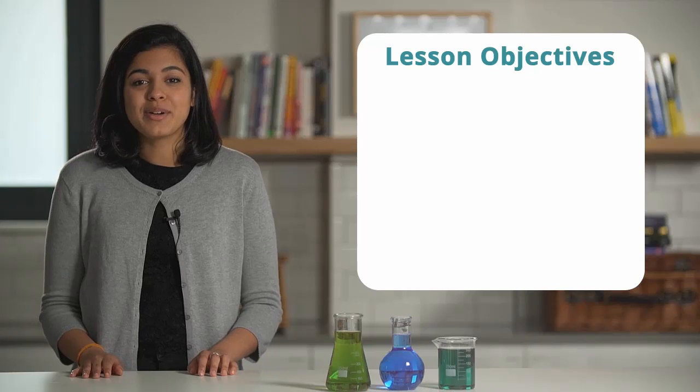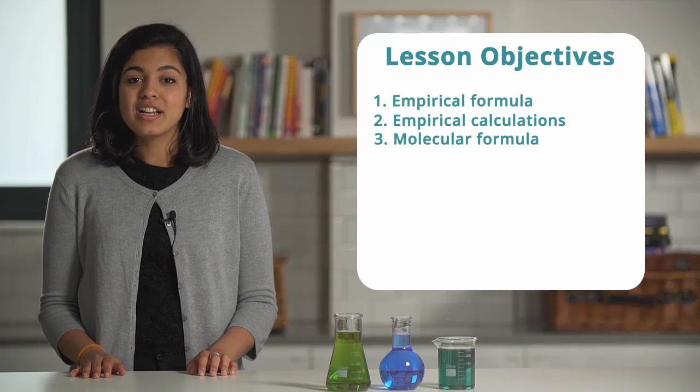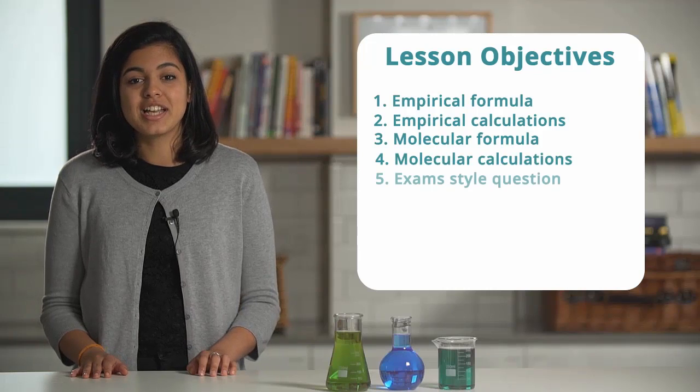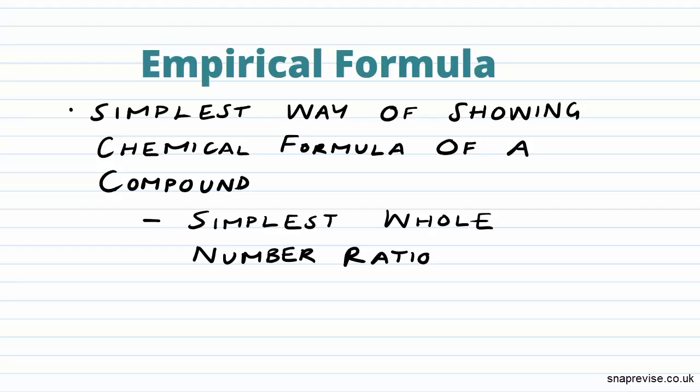Hi guys, in today's video we're going to look at empirical formula and empirical calculations, molecular formula and molecular calculations, and finally an exam style question. Empirical formula, what is it? Well, it's the simplest way of showing a chemical formula of a compound, and it's given in a simple whole number ratio. So let's have a look at a calculation so I can show you what this means.